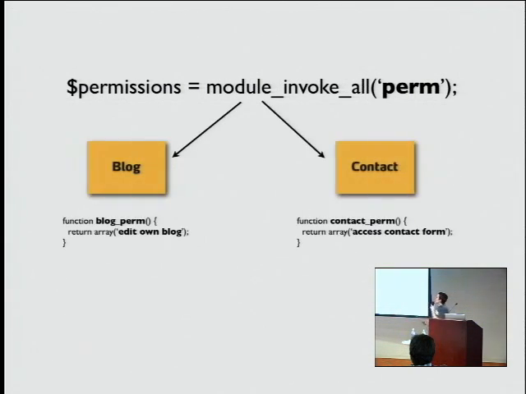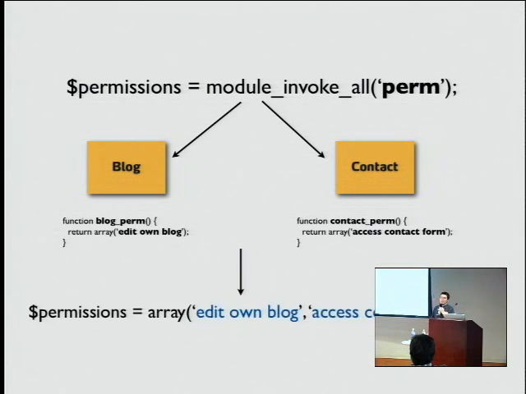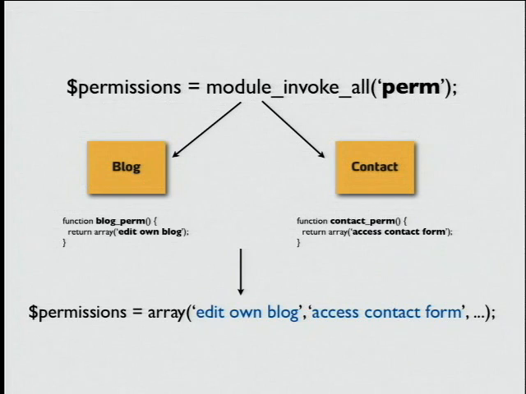So for example, we might have blog module and contact module that implement a blog underscore perm and a contact underscore perm, and then they return an array of the permissions that they define. And this is all based on naming conventions, which makes it really easy for new developers to pick up. And basically what happens is that array gets passed into the permissions, and then it generates its lists that way. So it's really easy for modules to define their own permissions and then have fine-grained control over who can access what.